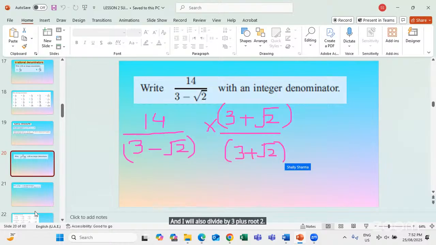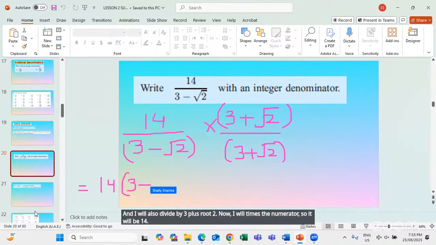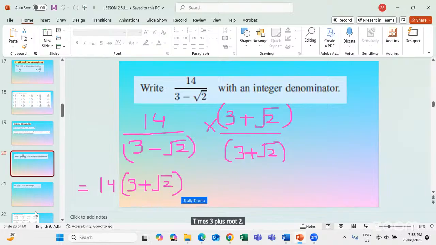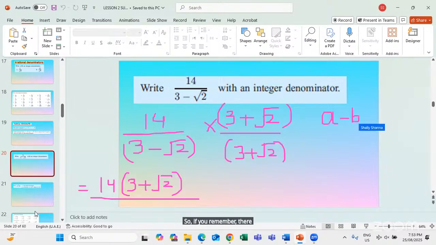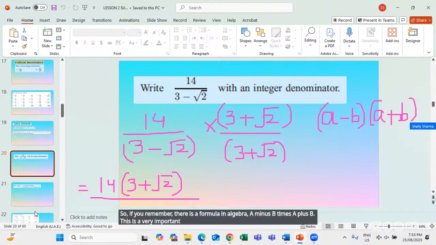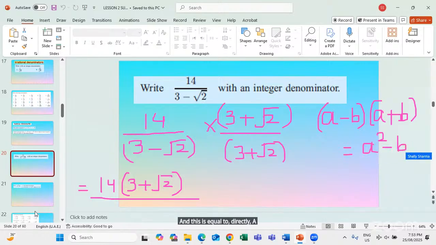Now I will multiply the numerator. So it will be 14 times 3 plus root 2. In the denominator, what will you do? It is 3 minus square root 2 times 3 plus square root 2. If you remember, there is a formula in algebra, a minus b times a plus b. This is a very important kind of factorization, and this is equal to directly a square minus b square.